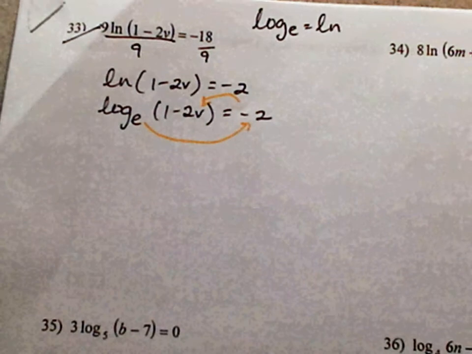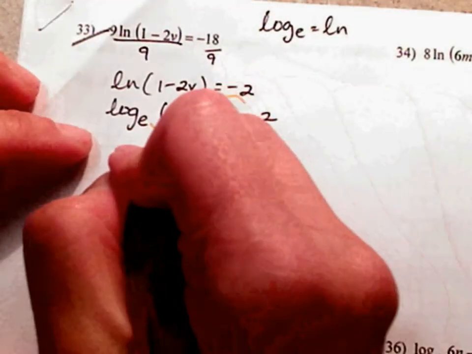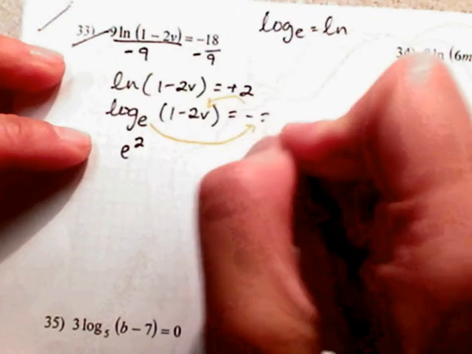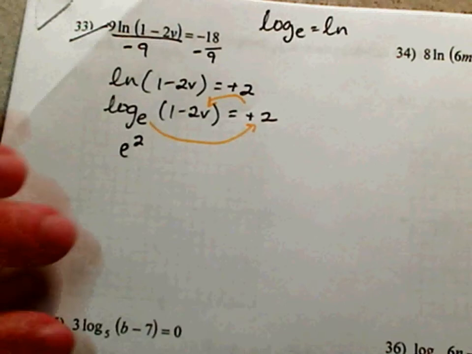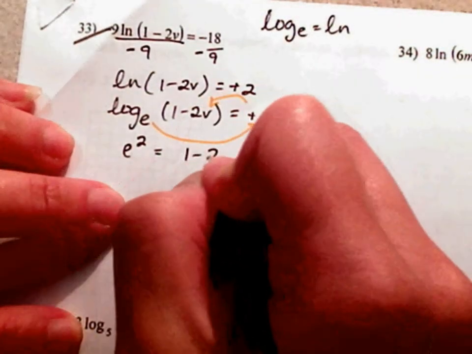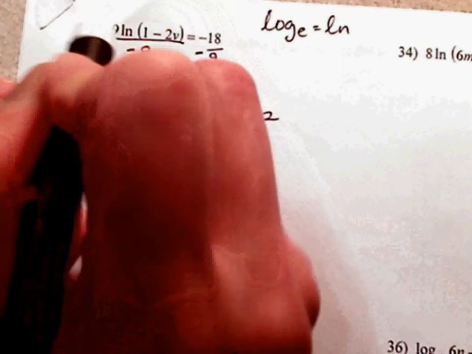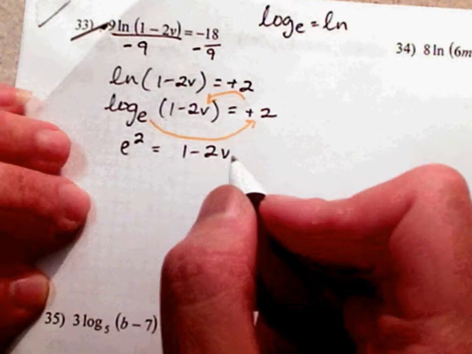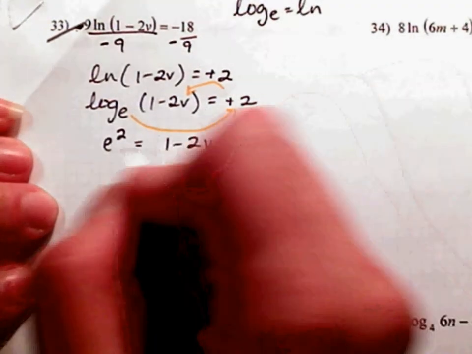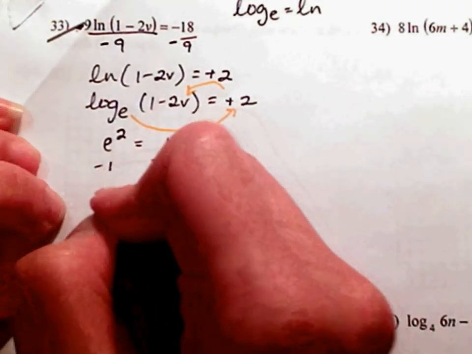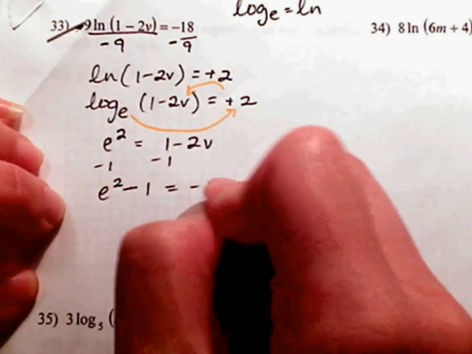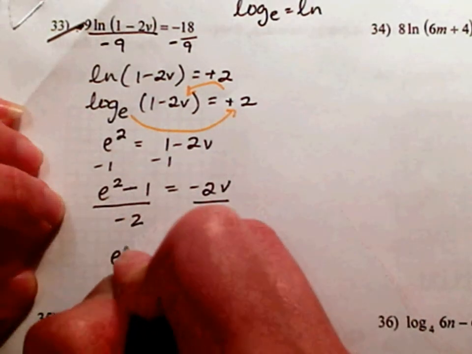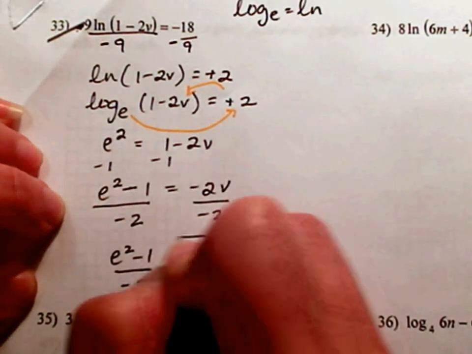Use your inverse property. So e squared, by the way, that should be a negative. So this should be a positive. My apologies. Okay? e squared is equal to 1 minus 2v. Yeah, there's a negative right here that we didn't see. There's a negative here. All right, remember, keep in mind what you're solving for, v or e. I'm solving for v, so I'm going to subtract 1. So e squared minus 1 is equal to negative 2v. Divide both sides by negative 2. v is equal to e squared minus 1 divided by negative 2. Okay.